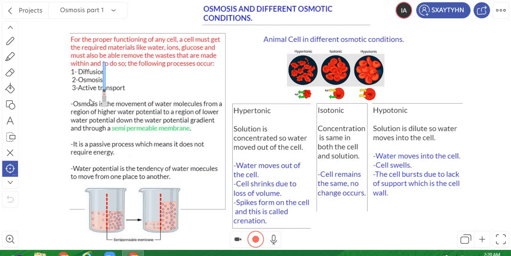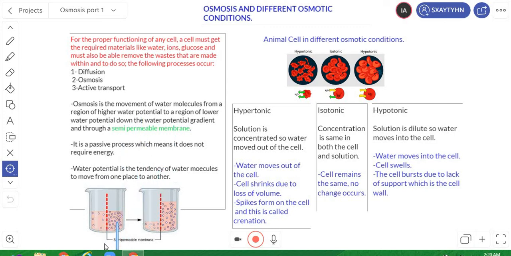Diffusion, however, does not require any membrane, but osmosis needs a semi-permeable membrane. It is a passive process, which means it does not require energy. No energy is needed from the process of respiration. Water potential, we've discussed this. Now let's have a look at this diagram.